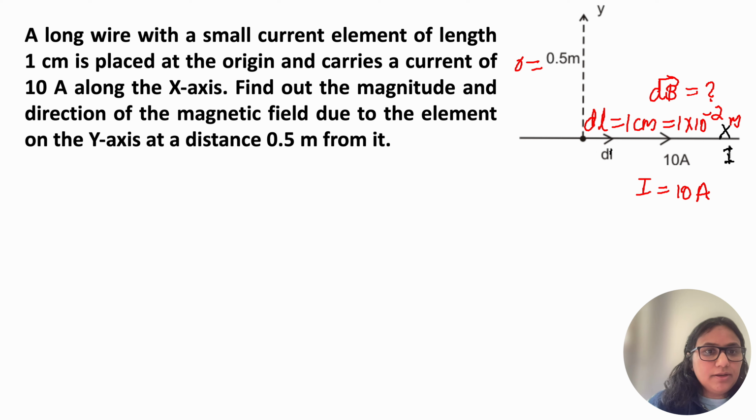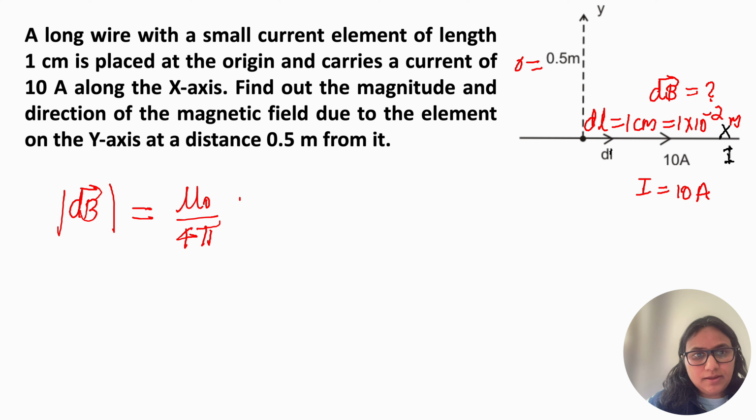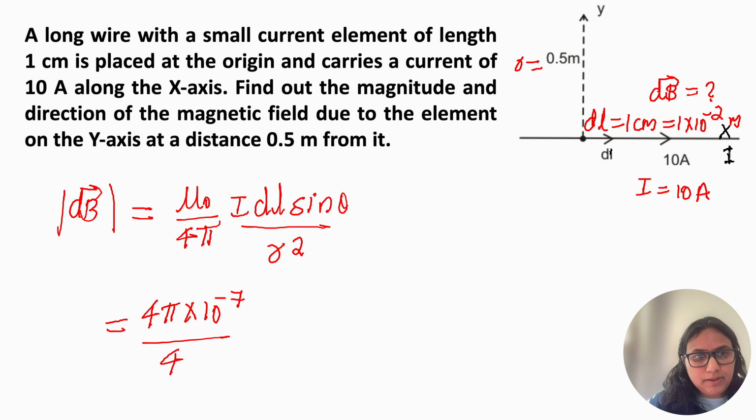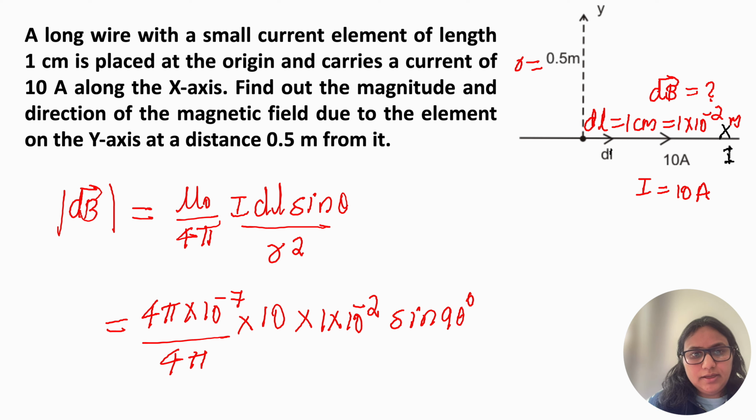So the formula for calculating the magnetic field dB, since we have to calculate the magnitude, will be mu naught divided by 4 pi, I dl sine theta divided by r square. Substitute the values here. We know that mu naught is 4 pi into 10 power of minus 7, divided by 4 pi. I is 10 ampere, into dl is 1 into 10 power of minus 2, sine theta, the angle between dl and r, so you can say that it is 90 degree. Which will be sine of 90 degree, divided by r square, so it will be 0.5 whole square.